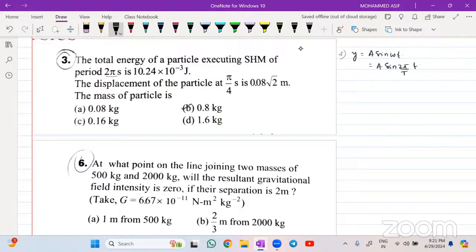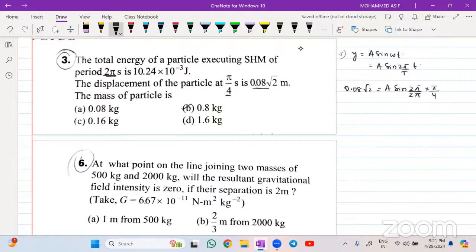What value of Y is given? The displacement of the particle is Y equals 0.08 into root 2. That is equal to A into sine of 2 pi divided by capital T. The time period is given as 2 pi, so this is also 2 pi into time t. How much time is given? The particle at pi by 4 seconds. T is given as pi by 4 seconds.